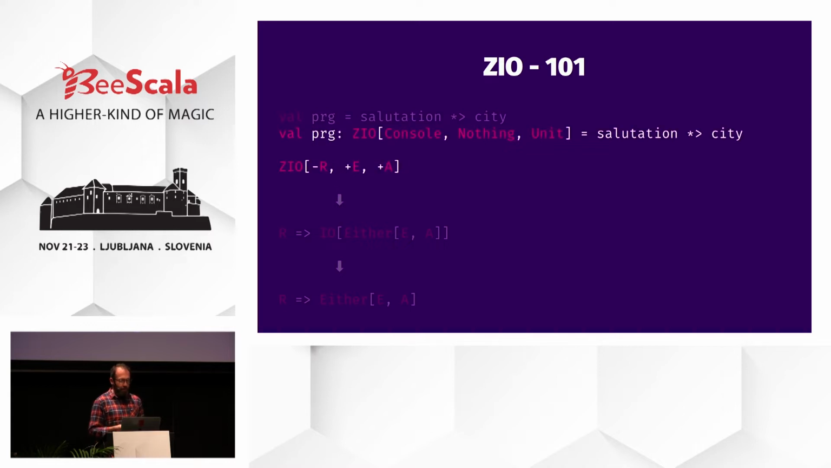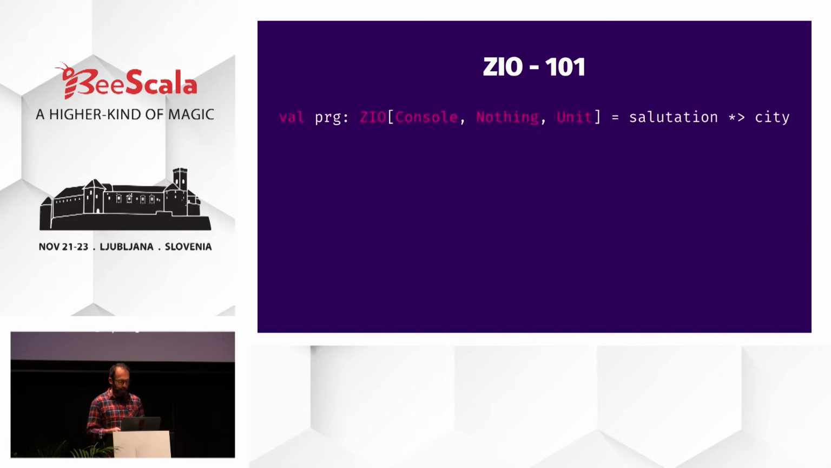So if you look at the type of our program, we see that it consists of three types. One is the environment, another the error channel, and the output value. So in this case, this program requires console capabilities to print on the terminal. It will not give any error, and it will return a value of type Unit. So you can think, as a mental model, of a ZIO of R, E, A just as a function from R to Either of E, A.